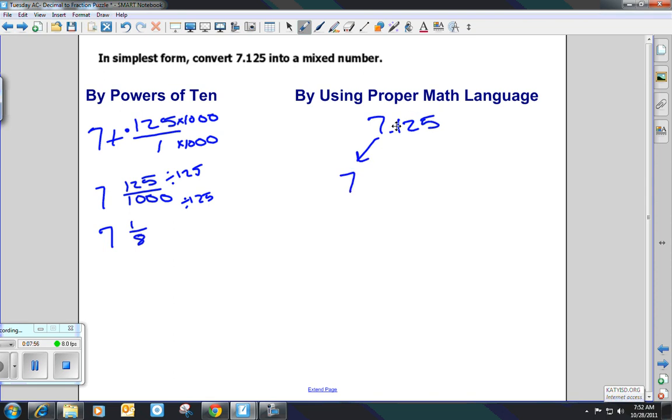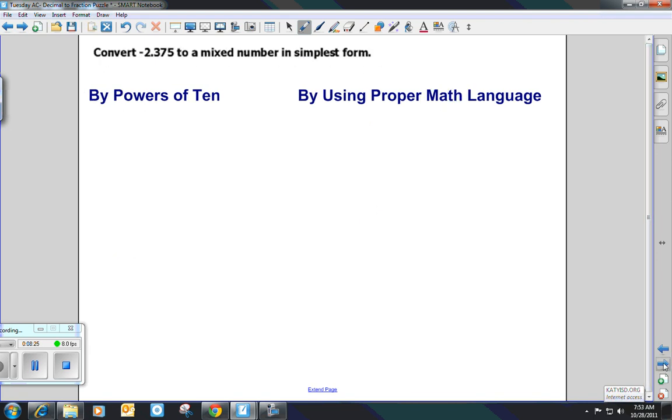Okay, now by using proper math language, we're still going to set aside the 7. And then we're going to say what this is in proper math language, mathematically. So we have 0.125. This is in the thousandths spot again, so 125 thousandths. So I have 7 and 125 thousandths up here. I also have 7 and 125 thousandths down here. And then I would simplify my fraction again and still end up with 7 and 1/8. That's how we would do a mixed number.